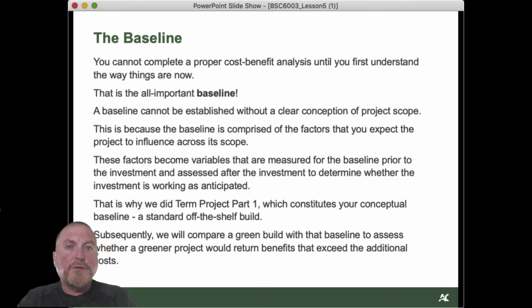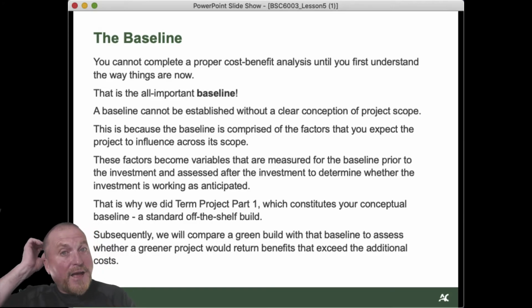If you think it's going to improve worker productivity by improving lighting in a building, you have to have a productivity measure in the baseline. And then that productivity measure will be monitored after the investment into the future. Okay, so all the factors that are important that you think you will influence through your investment in the scope of the project become things that have to be measured in the baseline and then compared once the investment is made into the future. Okay, and that's why we did that in term project 1, right?